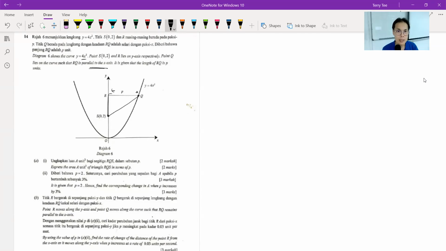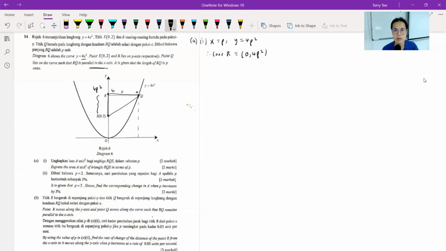One thing you have to know is the height of your triangle. First we need to find the y coordinate of point R. We know RQ is parallel to the x-axis, meaning it has the same y coordinate as point Q. So we can sub in when x equals P, because x is your horizontal distance, your y is 4P squared. So the coordinate of point R is going to be (0, 4P squared), because it's on the y-axis.